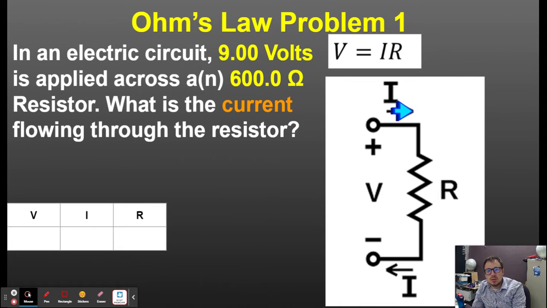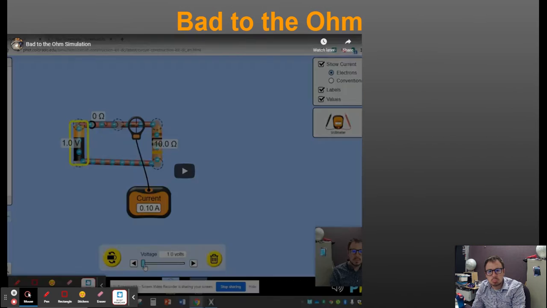All right, so let's just do a problem here. In an electric circuit, 9 volts is applied across a 600 ohm resistor. What is the current flowing through the resistor? So I'm looking for the current, and I know the voltage and the resistance. So I can plug that into that equation, and I solve it at 0.015 amps.